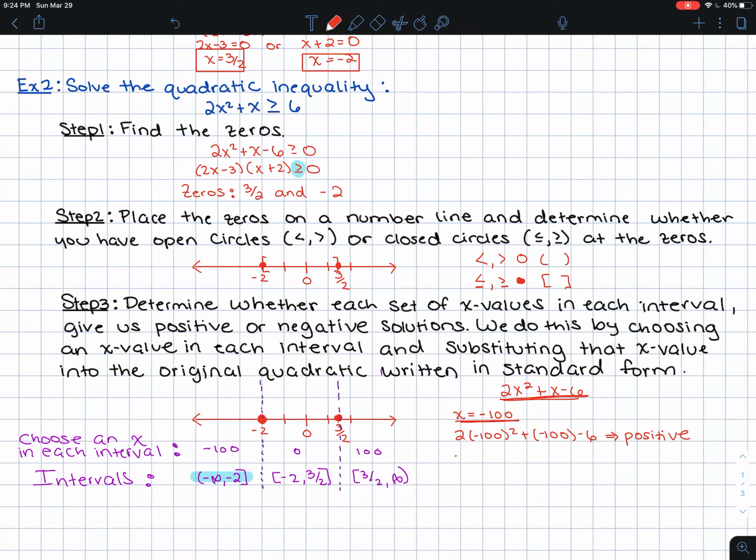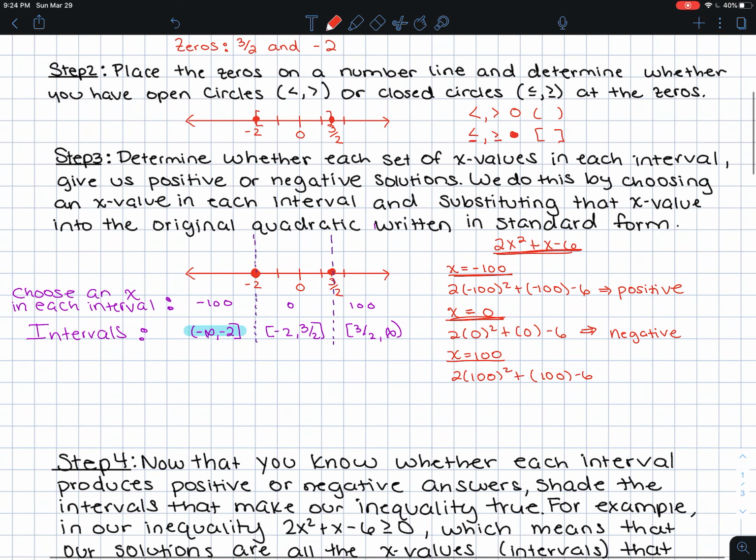So for the second one, I chose x equals 0. And again, we plug it into our quadratic. And once again, I don't really care what the answer is. I mean, I can tell right away it's negative 6 since we plugged in 0. But all I want to know is whether it's negative or positive. And then finally, we plug in x equals 100. And again, I'm not actually doing any calculation. All I'm doing is trying to see whether I'm going to get a positive or a negative answer.